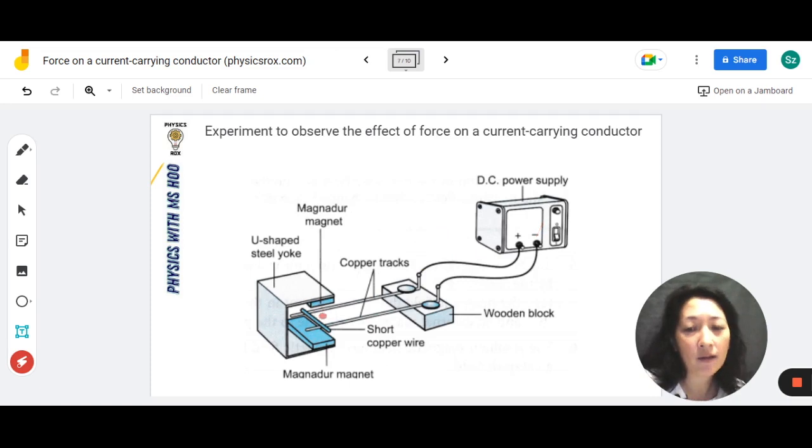When you switch this on, it will create a force that will move the wire, depending of course on the direction of the current and the direction of the magnetic field. The wire could potentially move away or inwards, depending on the whole setup. So how is this able to tell us the effect of the force? Number one, we can determine the direction, whether it's going this way or this way. And if we want to determine the strength of the force, think about it. The stronger the force, the further the short copper wire is going to roll. So the distance traveled by the wire represents the force that has been exerted. Greater force, greater distance traveled.